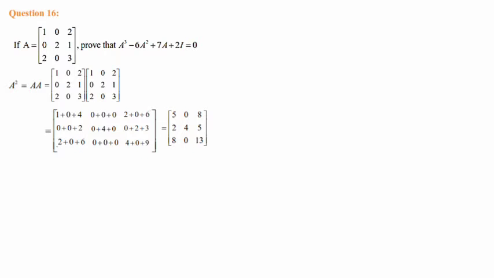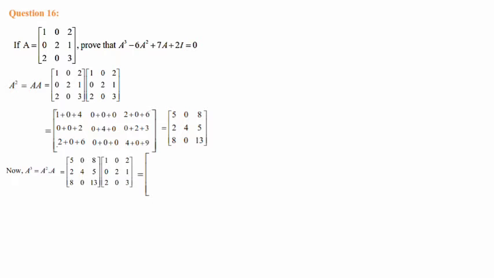So A square we have got. We need A cube. A square also we want. Again first term is A cube. A cube means A square into A. So A square we have here. So just multiply with A. So we have written A square value here and A value here. It is given to us.